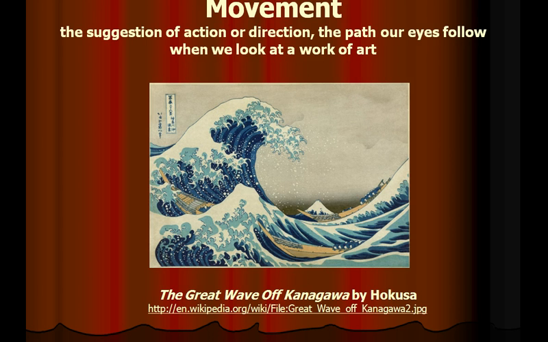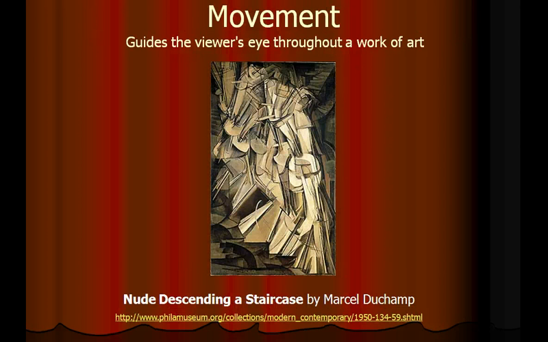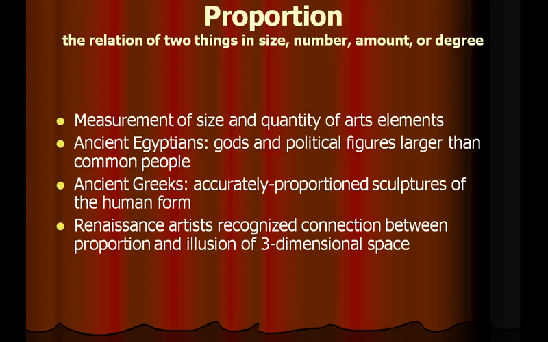Movement: the suggestion of action or direction, the path our eyes follow when we look at a work of art. Movement guides the viewer's eye through a work of art. Proportion is the relation of two things in size, number, amount, or degree. The measurement of size and quantity of art's elements.